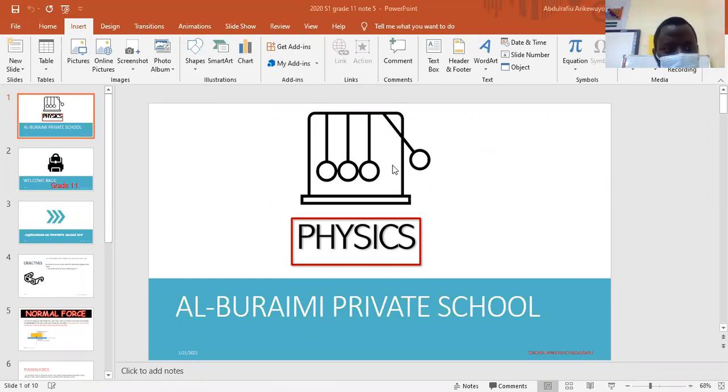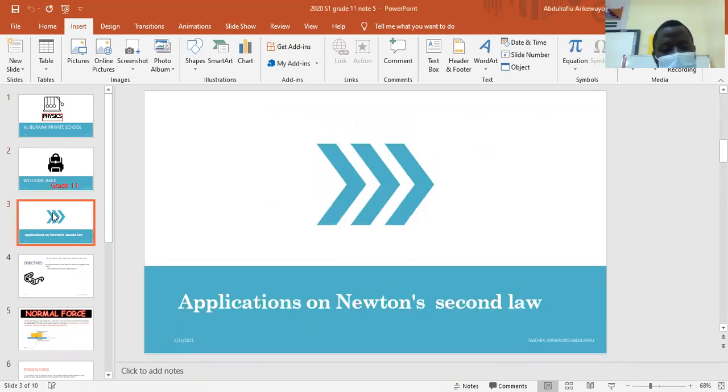In today's class, we shall be talking about applications of Newton's second law. If you remember, we talked about Newton's second law in our last class, right? So in today's class, we want to talk about the different ways in which Newton's second law can be applied.